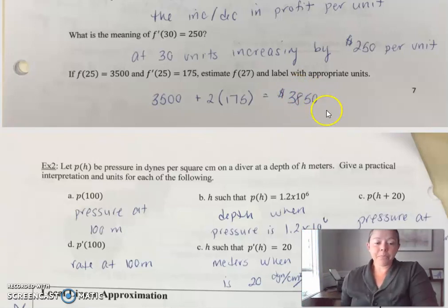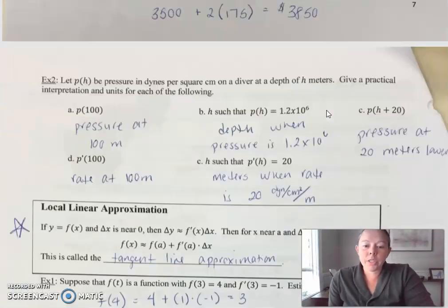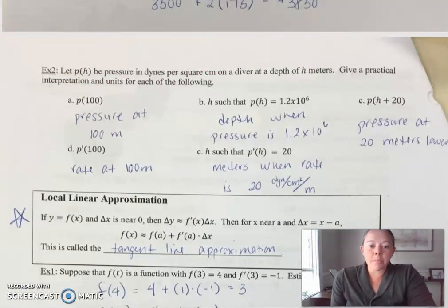Okay. All right, so here's another example, and this is the same interpreting data. Let P of H be the pressure in dynes per square centimeter on a diver at a depth of H meters. Give a practical interpretation in units for each of the following. Okay, so this is your pressure at 100 meters. Here's your instantaneous rate of change, so the rate at 100 meters.